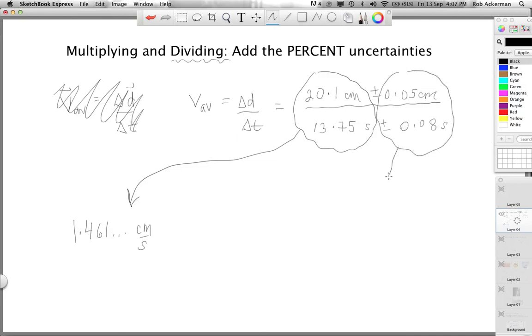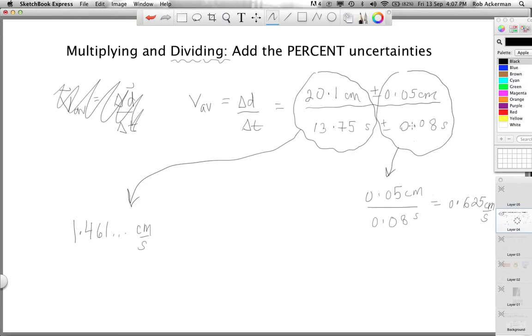Some of you might be tempted to just say, well, just divide them as well. Just go like this. Well, if you do 0.05 divided by 0.08, you get 0.625 centimeters per second. And now I'd like you to pause and think about this number for a sec. Let's look at where it came from.